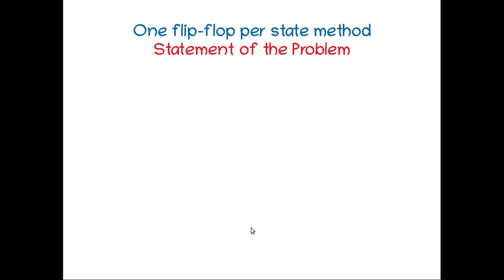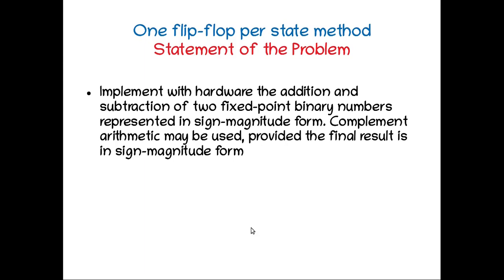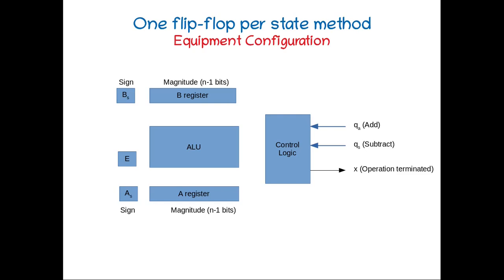First, the statement of the problem. Implement with hardware the addition and subtraction of two fixed point binary numbers represented in sign magnitude form. Complement arithmetic may be used provided the final result is in sign magnitude form. So next is the equipment configuration. This one is the equipment configuration corresponding to our problem.